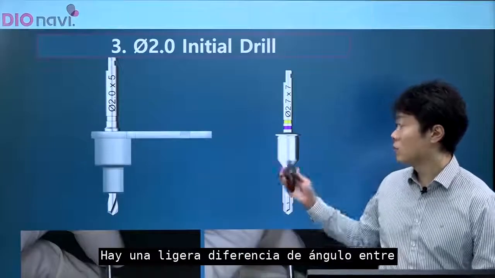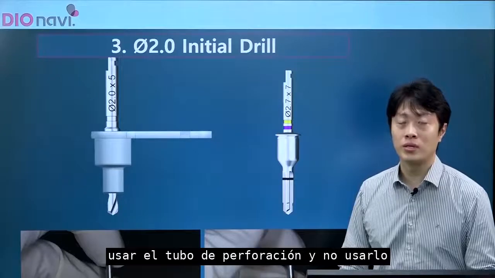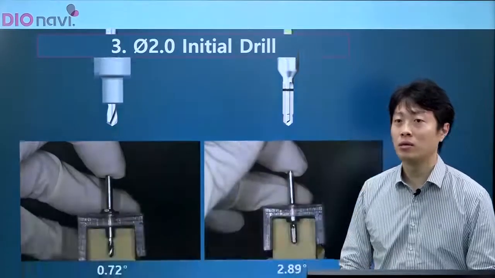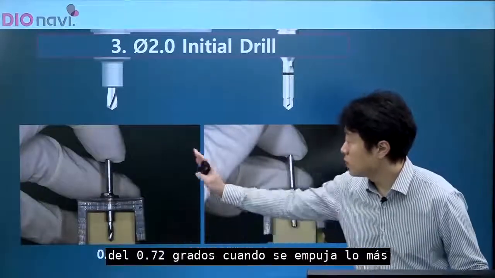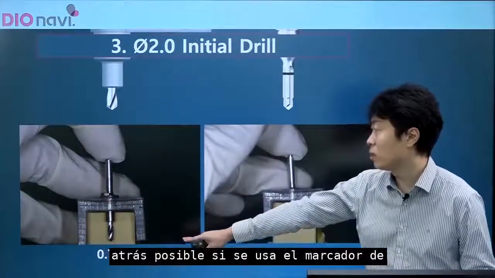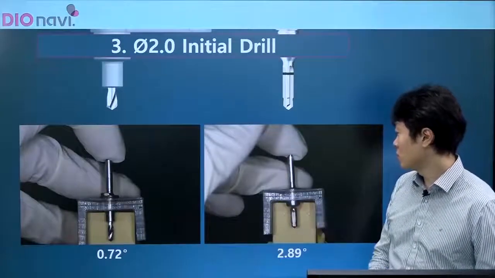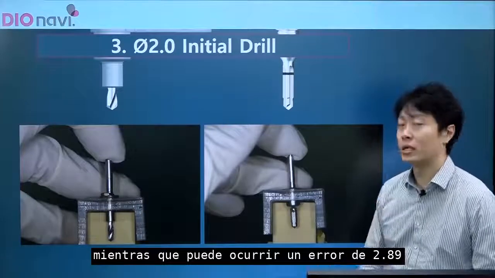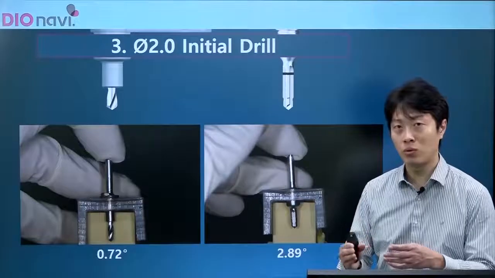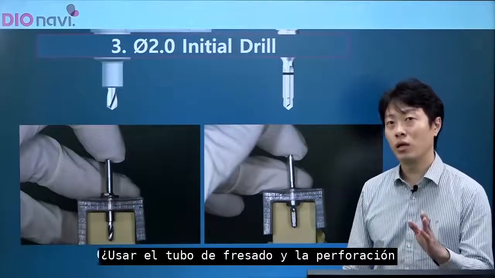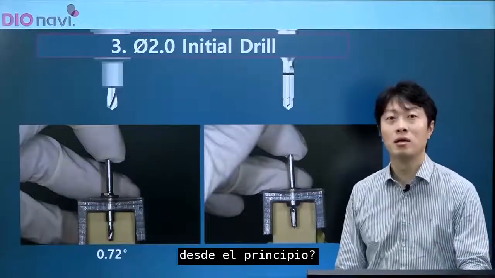There is a slight difference in angle between using the drill tube and not using the drill tube. Look at the picture. You'll see that an angle error of 0.72 degrees may occur when pushed as far back as possible if the drill tube is used, whereas an error of 2.89 degrees may occur if the drill tube is not used. This means that using the drill tube and initial drill would allow more accurate drilling from the beginning.